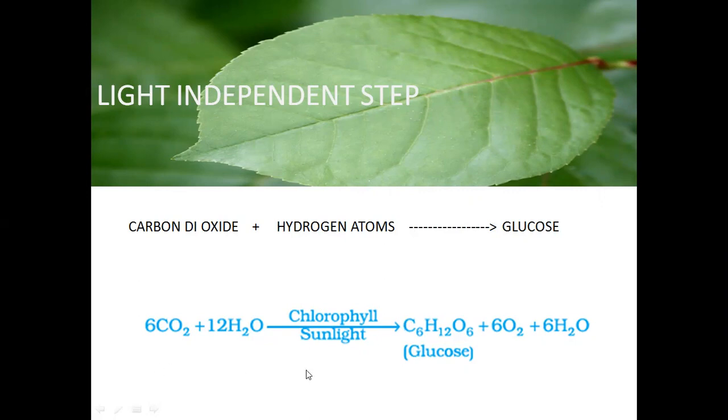So if we combine the total process, we see that during photosynthesis, carbon dioxide and water molecules in the presence of sunlight and chlorophyll are converted into glucose, and in this process oxygen and water are also produced. So this is the general reaction, or the complete reaction, for the process of photosynthesis.